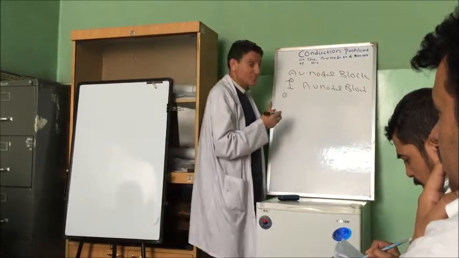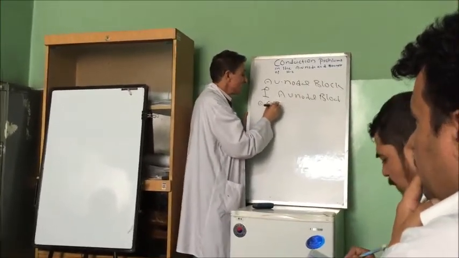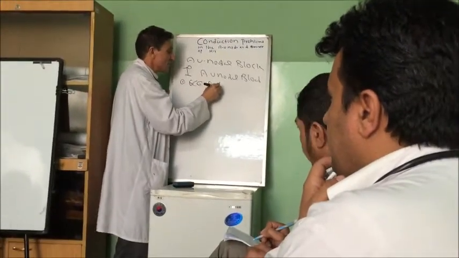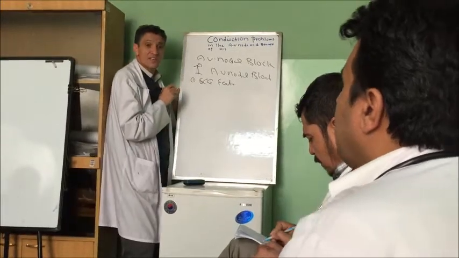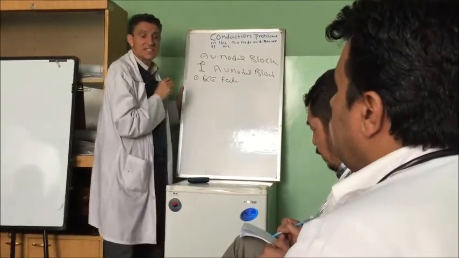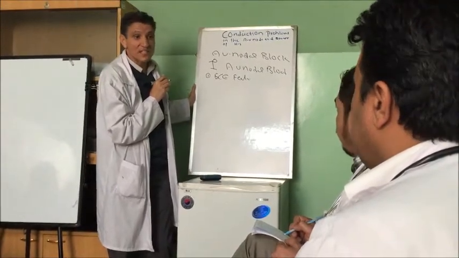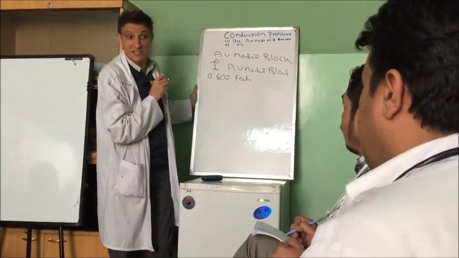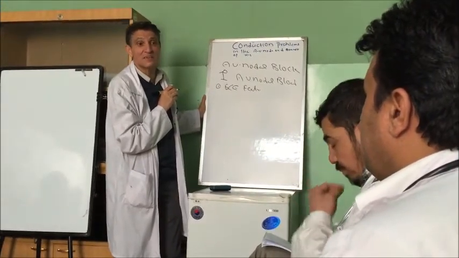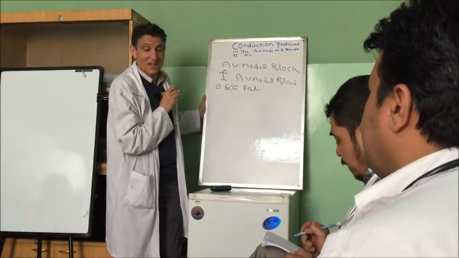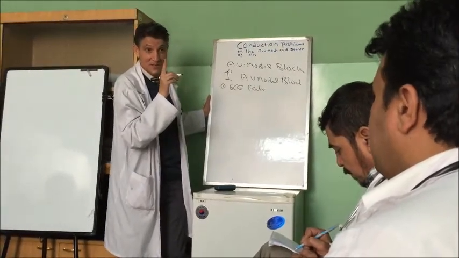First degree AV nodal block, the ECG features. There is prolongation of the PR interval, and before each beat it is constant. The normal PR interval is how much time duration? 200 milliseconds. But it may be more than 200. For example, it may reach up to 300. This 300 should be constantly present before each QRS complex.